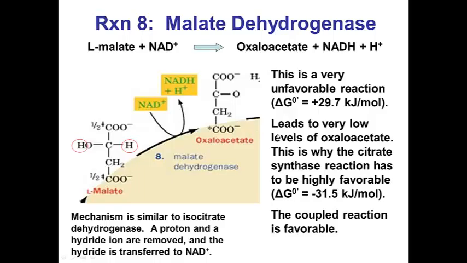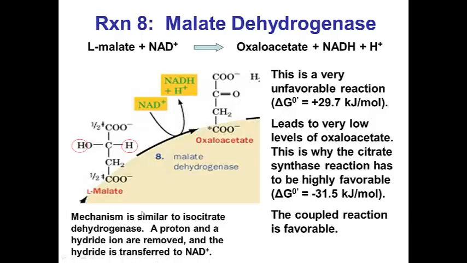This reaction is actually highly unfavorable. You can see here that the delta G is positive, approximately almost 30 kilojoules per mole. Because of that, this reaction leads to very low levels of oxaloacetate, meaning that this reaction is coupled to the next reaction in the cycle, the citrate synthase reaction. Overall, the coupled reaction is favorable, but this wouldn't happen if it weren't coupled to the other reaction.